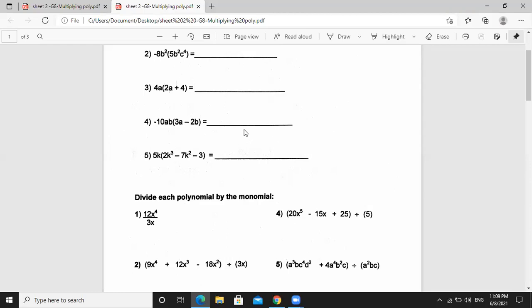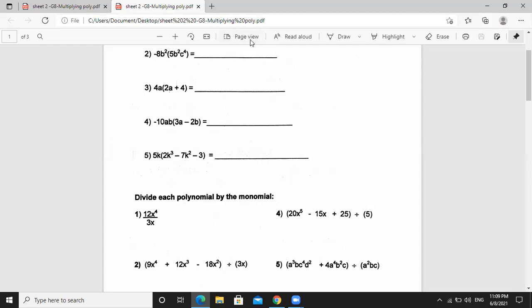We add the exponents in case we have the same variable, right? So in case we have the same variable, then we will add the exponent.